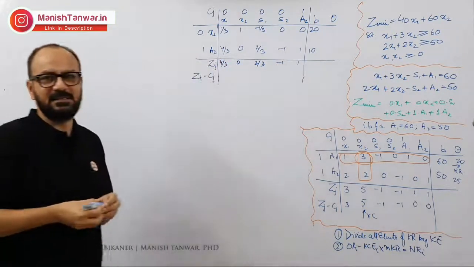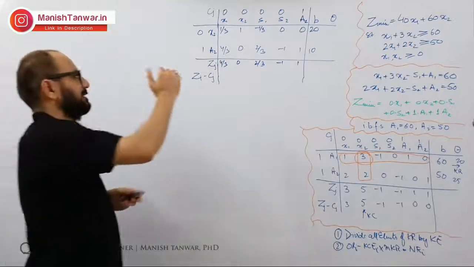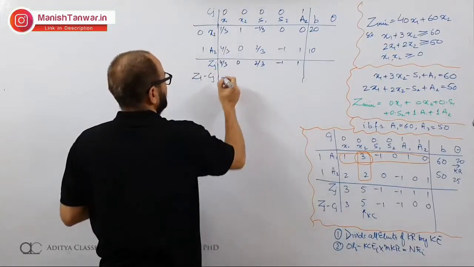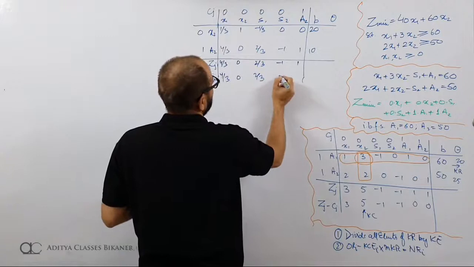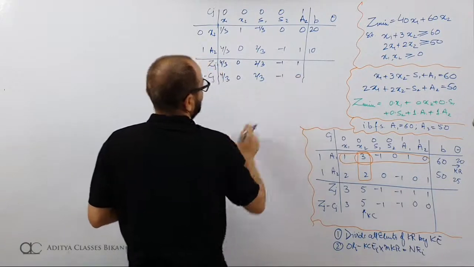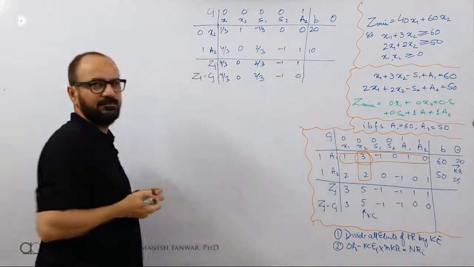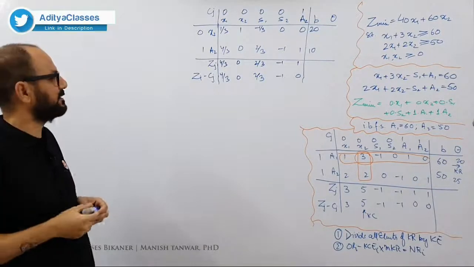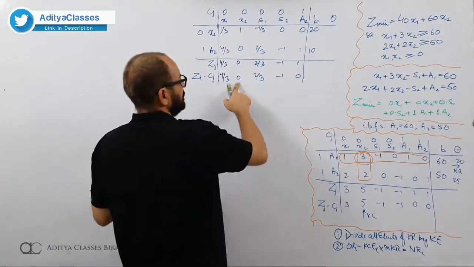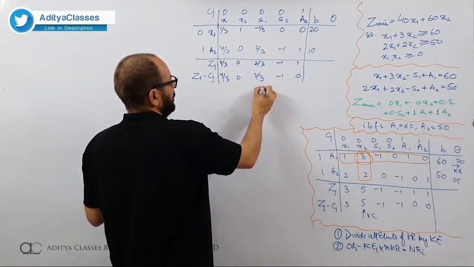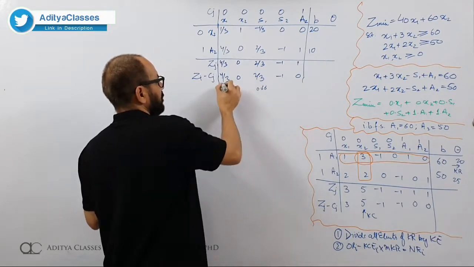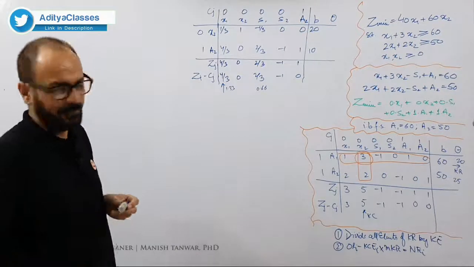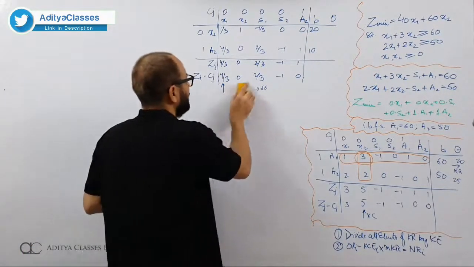So now I have my Zj, Zj minus Cj. This minus this. 4 by 3, 0, 2 by 3, minus 1 and 0. So this is 0, this is negative. They are out of discussion. What about this is also 0. This is somewhere around 0.66 while this is 1.33. So this is most positive. Most positive gives me my key column.